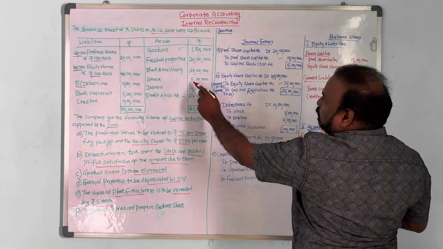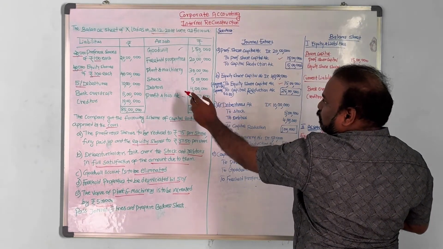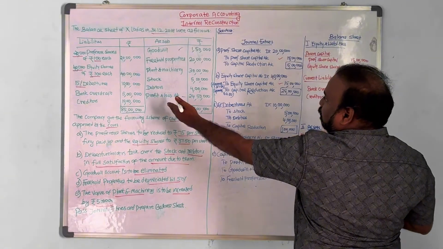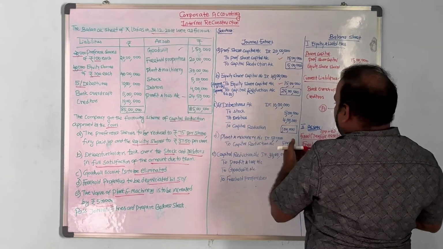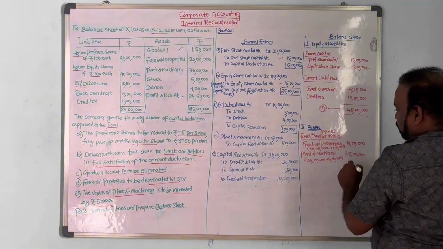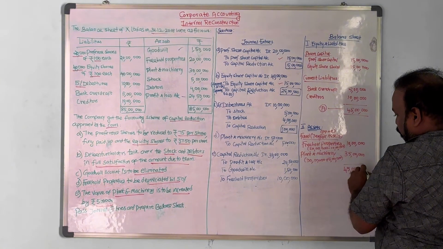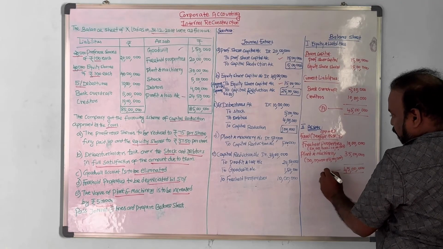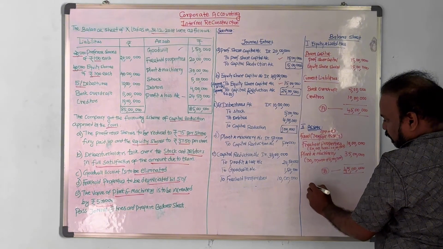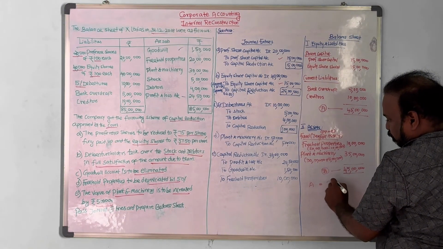Then stock and debtors, since they were taken over, should not come in the balance sheet. The P&L account also we have written off, so that also should not come. So 10 lakh plus 35 lakh, 45 lakh. That is B. So the balance sheet tallies: A equals B.